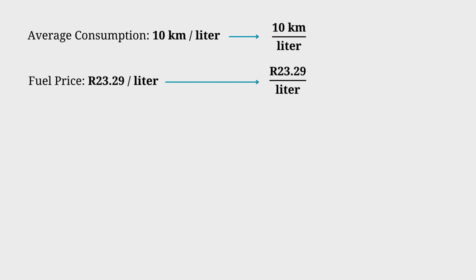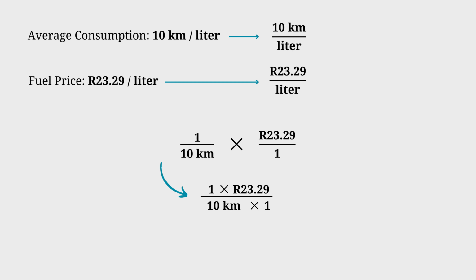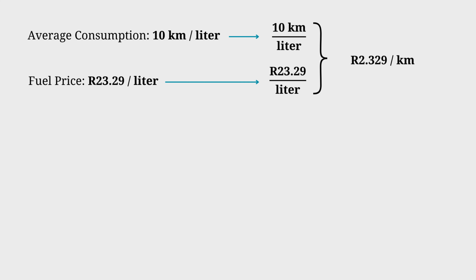Rewrite these two fractions next to each other and take the inverse of the 10 kilometers per liter. Doing so will make the unit liters cancel each other out when you multiply. Now multiply the two fractions and you will get 2.329 Rand per kilometer. Yet again, I'm going to keep the 3 decimals to make the future calculation more accurate.